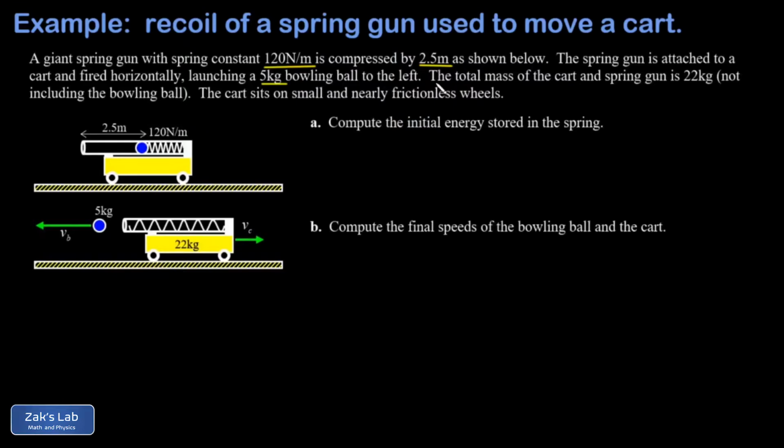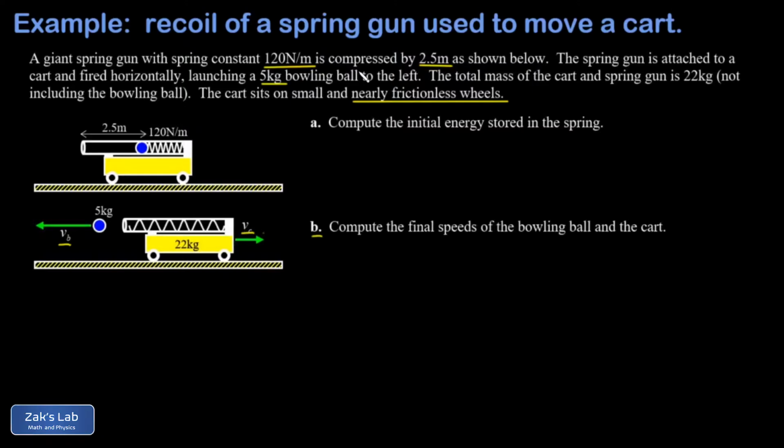I have nearly frictionless wheels, which means I don't have to worry about any external force acting horizontally on this system. And that means momentum is conserved. So we have the unknown final speed of the bowling ball, unknown final speed of the cart. We're going to express equations for the total energy and the conservation of momentum, and we should be able to solve for those two unknown speeds. That's actually what we're asked for in part B.